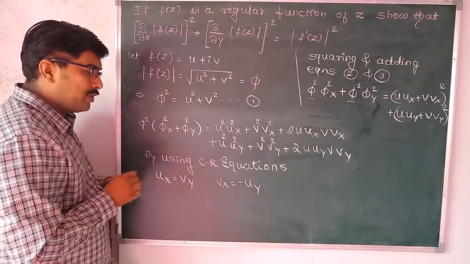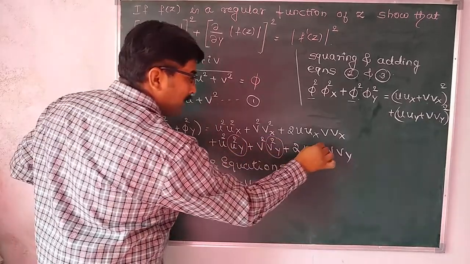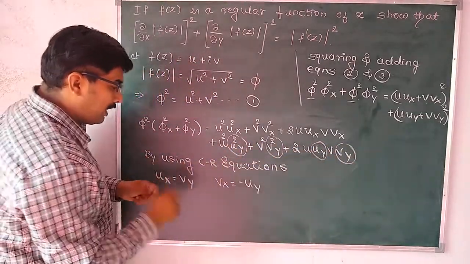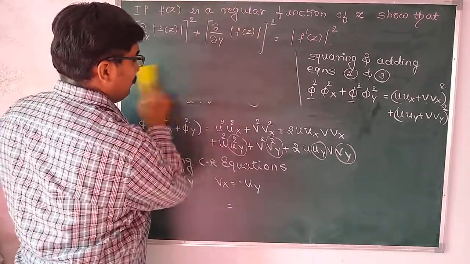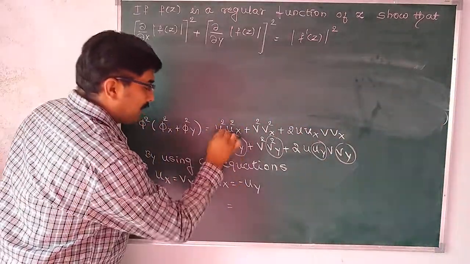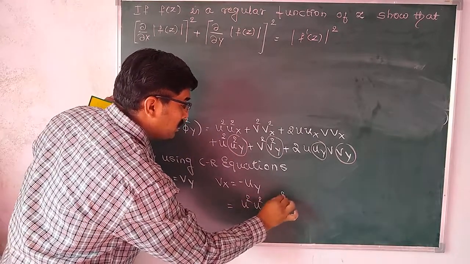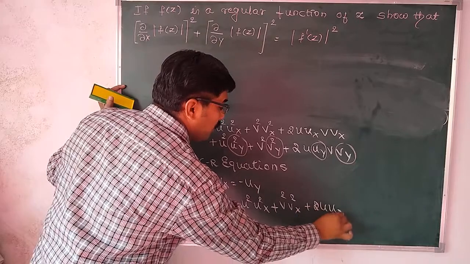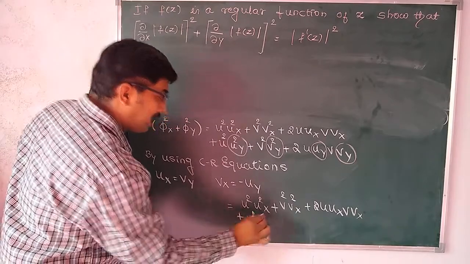But now I will substitute the value for this u square y, this v square y, and as well as this uy and vy. I will substitute these values here. So what you will get, this is equal to, right hand side I will write here. First I will write this, that is u square x plus v square x plus 2 ux vx, and now here plus u square y I will write as it is.